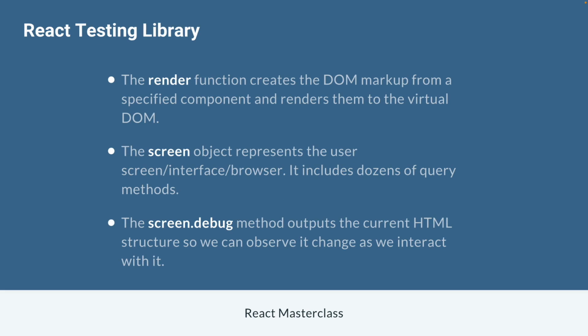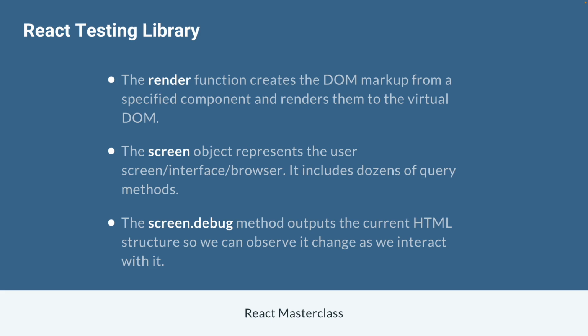That library provides a top-level render function that renders your component to a virtual DOM. So it actually translates your JSX into the equivalent HTML, and it puts those DOM nodes into this virtual DOM. So there's no real browser in play here, but we are sort of in a simulated environment where we have very similar functionality to a browser.